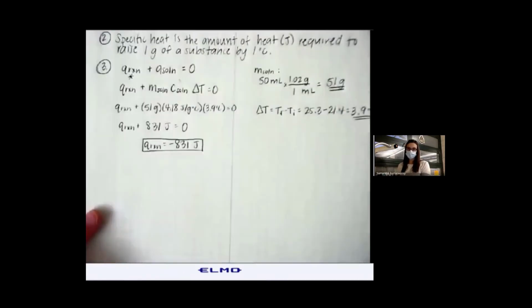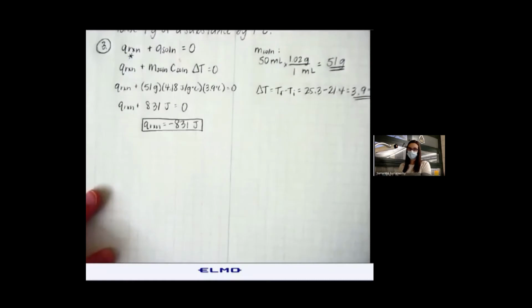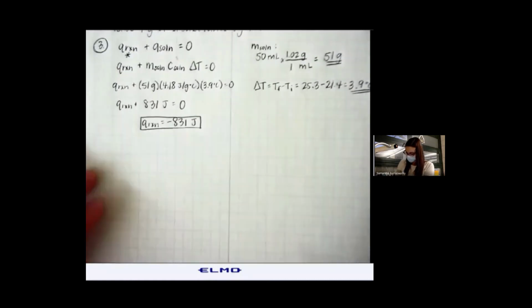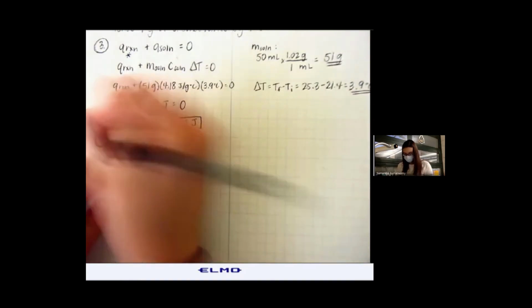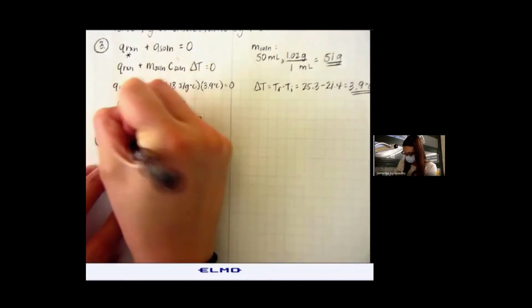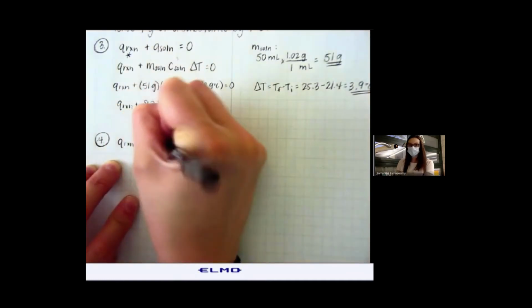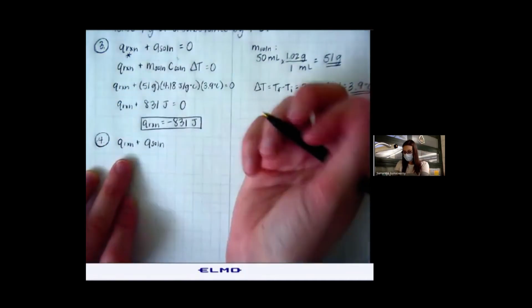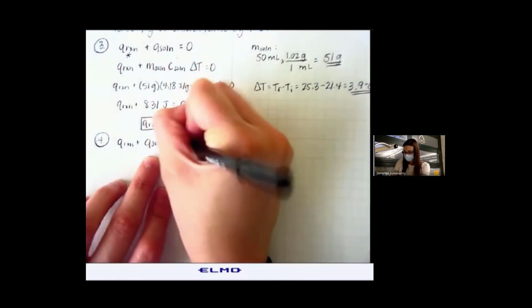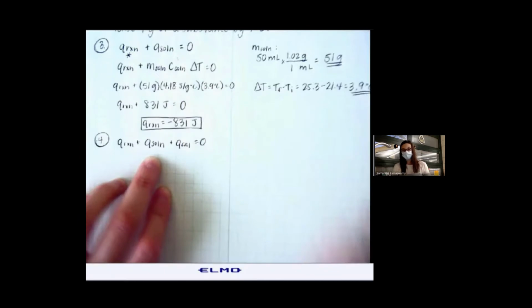Now number 4 is just slightly different. So I'm going to move this up so we can still see number 3. Pre-lab question number 4 says, in question 3 above, the calorimeter has a heat capacity of 8.2 joules per degree Celsius. If a correction is included for the heat absorbed by the calorimeter, what is the heat of reaction? So now the problem is telling me, instead of just Q reaction plus Q solution equals 0, we're going to have Q reaction plus Q solution plus Q cal equals 0.